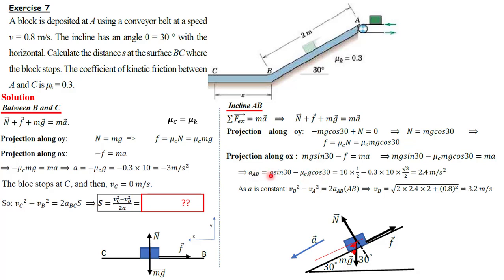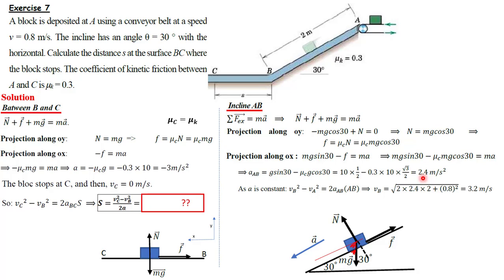We know what g is. It's equal to 10 meters per second squared. We know what sine 30 and cosine 30 are. We know the value of mu c or mu k. And finally, we can notice that the acceleration has a constant value because g, the angle, and mu are constant, so the acceleration is constant. This means once again that we can use one of the four equations to find the needed quantity.